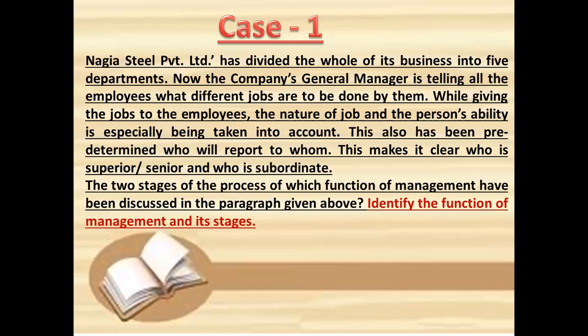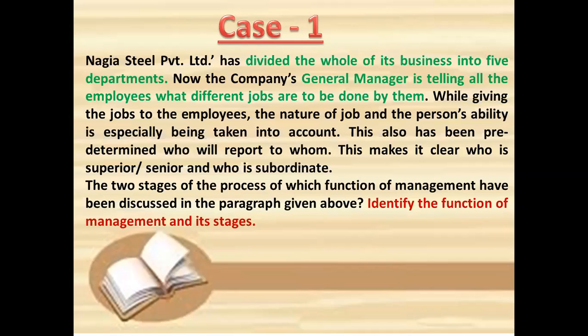So we have not only to identify the function, but we have to identify the stages of the process of that function. So what are the key lines in this case study? The very first key line that we can identify in the first 3 lines is the whole work of the organization divided into 5 departments. Division of work and identification of work in these lines are being discussed. The general manager is telling all the employees what different jobs are to be done by them.